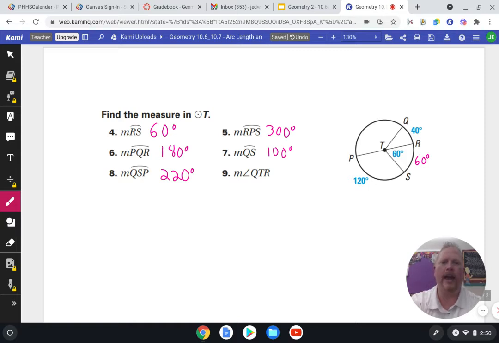Last thing, the measure of angle QTR. So QTR, so that's this angle right here. Because arc QR is 40 degrees, that means that central angle is also 40 degrees.